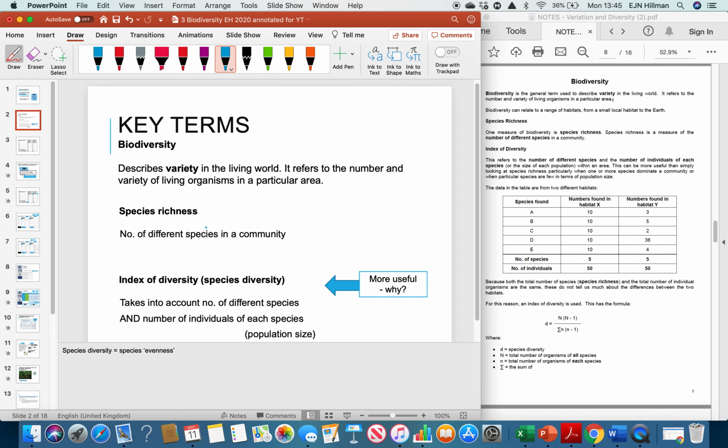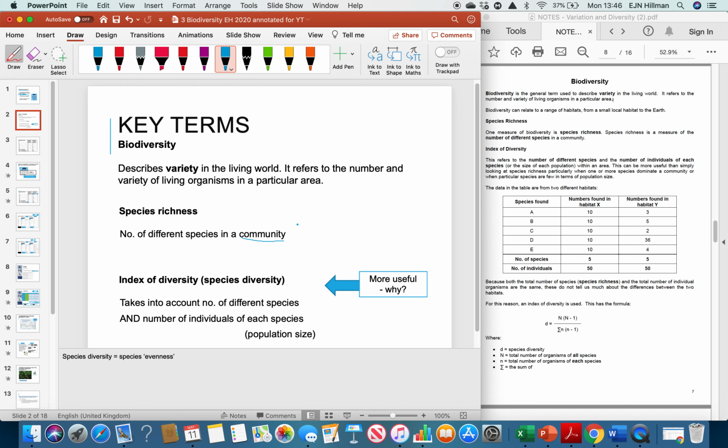Okay, so to begin, some definitions. Biodiversity is just a general term that describes the variety in the living world. So the variety of species, it refers to the number and variety of different living organisms in a particular area. And there are two measures of that. Mentioned those already. The first is the species richness. Now the species richness is just the number of different species in a community.